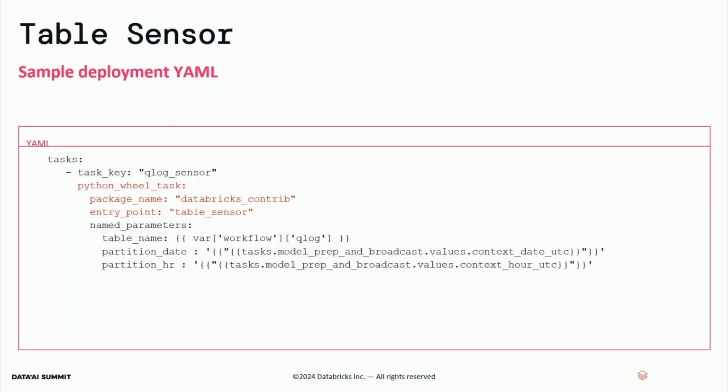And the way you configure the table sensor is pretty much similar to a broadcast operator. You just provide the package name, the entry point, and you are also providing the table name, partition date, and partition hour for which you are polling this data.